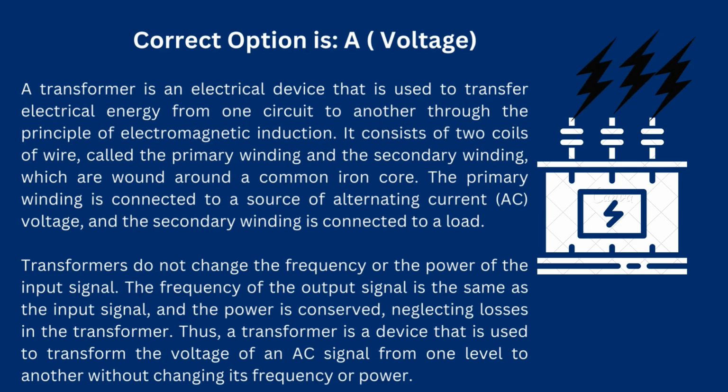It consists of two coils of wire called the primary winding and the secondary winding, which are wound around a common iron core. The primary winding is connected to the source of alternating current AC voltage, and the secondary winding is connected to the load. Transformers do not change the frequency and the power of the input signal. The frequency of the output signal is the same as the input signal, and the power is conserved, neglecting losses in the transformer. Thus, a transformer is a device that is used to transfer the voltage of an AC signal from one level to another without changing its frequency or power.